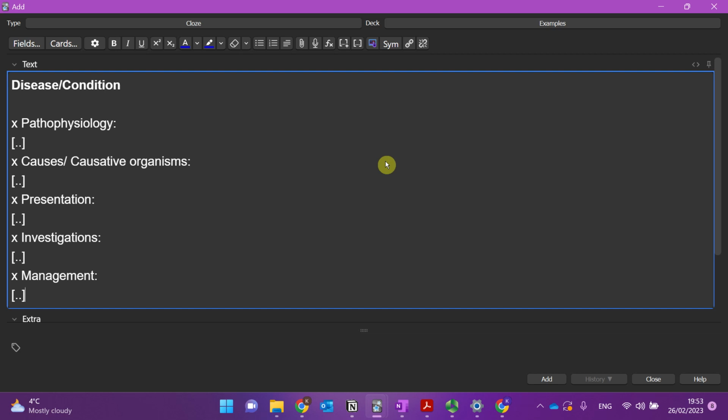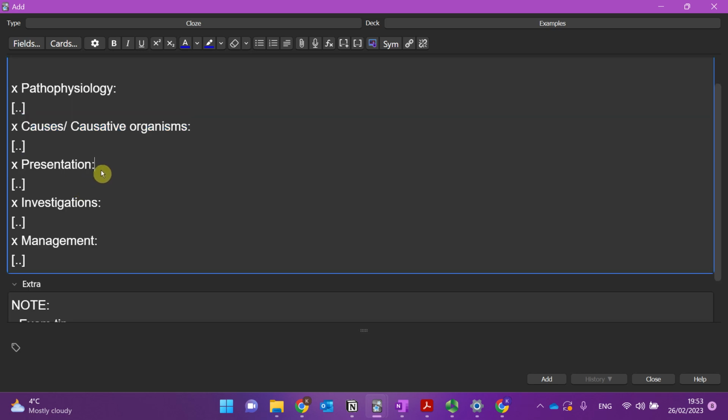The way it goes is you'll have the disease or the condition at the top. The pathophysiology is basically what goes wrong in the normal physiology. The causes or the causative organisms, depending on what you're studying, and the presentation, so signs and symptoms essentially, and how the patient might present to you, and later on investigations. So if you're suspecting this disease, then what sort of blood tests would you order? What imaging would you order? And that sort of thing.